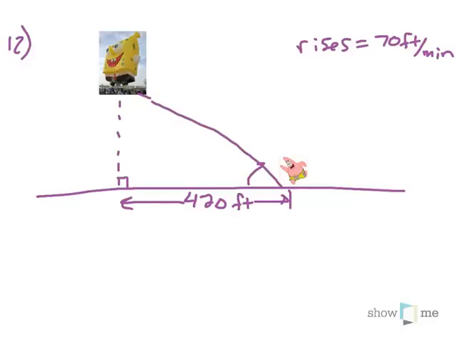The height of this balloon, every minute, it rises 70 feet. After 1 minute, it's 70 feet high. 2 minutes, it's 70 times 2. 3 minutes, it's 70 times 3. This height, this altitude, is just 70 times t, where t is the number of minutes.